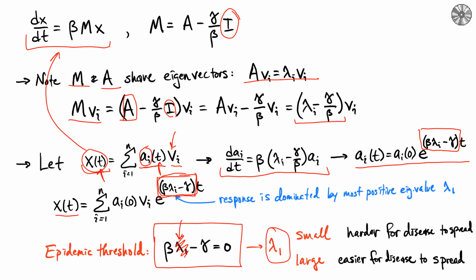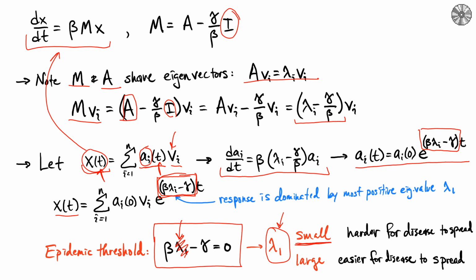Here, the introduction of this eigenvalue is interesting because it's a way of quantifying how the network properties impact the disease spread. And so, for example, if this lambda 1 is small, then it makes it more difficult for the disease to spread. Whereas if this eigenvalue is large, then it makes it easier for the disease to spread for the same values of beta and gamma. And so that means that different network architectures will have different characteristics.